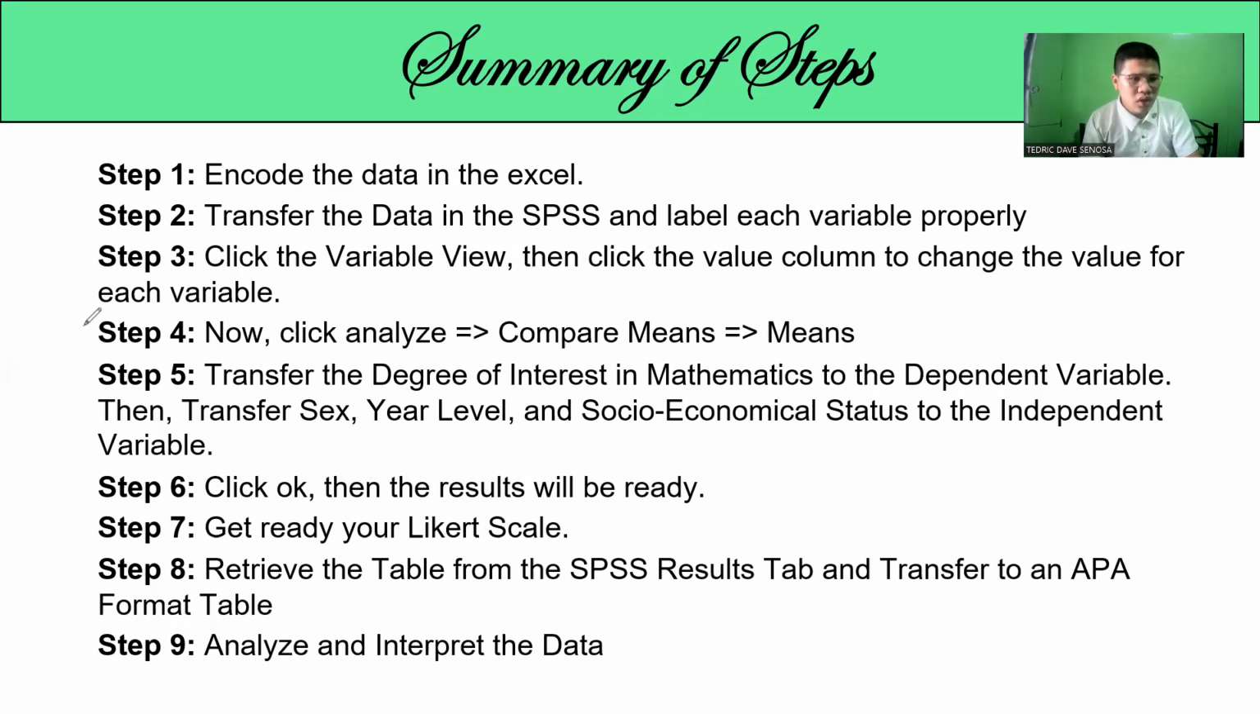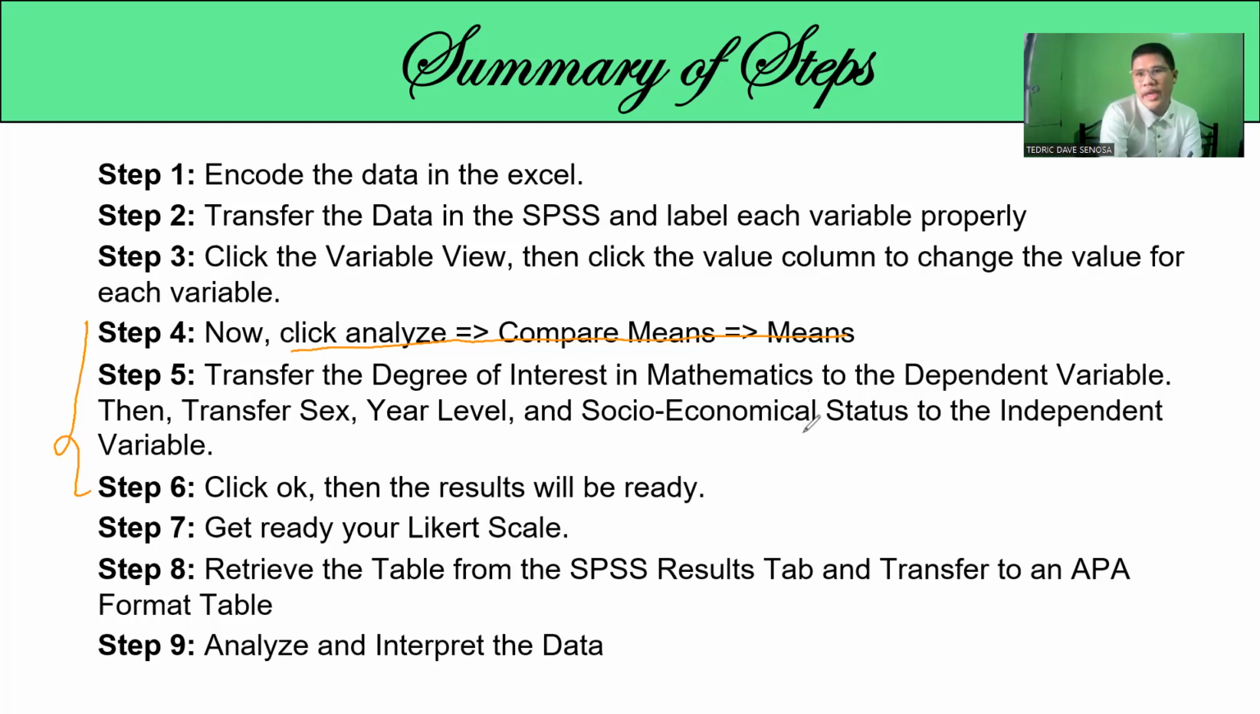You need to understand step 4 to 6 because this is the SPSS thing. This is the main thing. Click analyze, compare means and means. And then you transfer the degree of interest in the dependent variable. And of course, this can be changed depending on your study, to the context of your study.